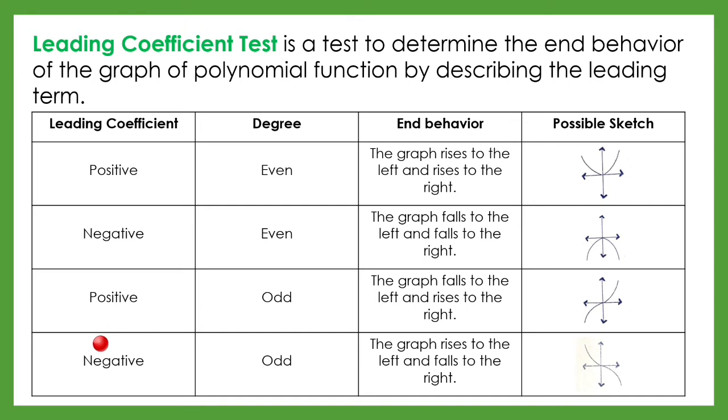And for the fourth case, if the leading coefficient is negative and the degree is odd, ang end behavior ng graph, the graph rises to the left and falls to the right. So, ito yung ating possible sketch. So, yung graph natin rises to the left and then falls to the right. Let us have examples para mas maintindihan natin yung leading coefficient test.